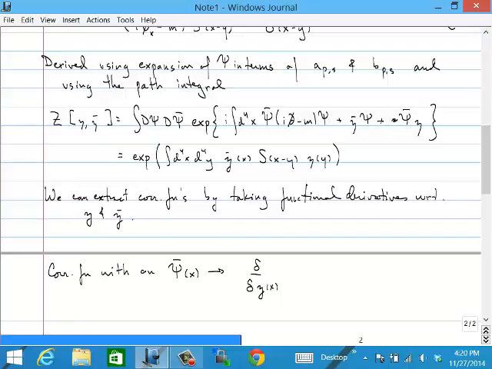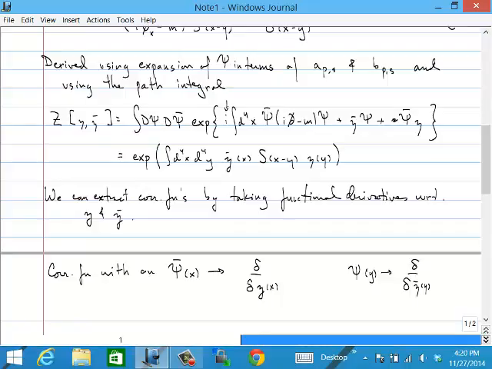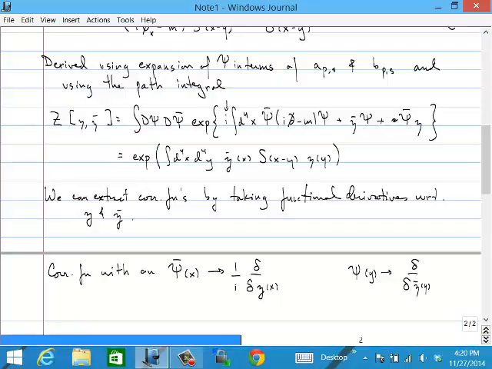So every time you want a psi bar, you take a derivative with respect to an eta, and every time you want a psi, you take a derivative with respect to an eta bar. And because there's this i out front here, you need a 1 over i, or a minus i, in front of both of these.